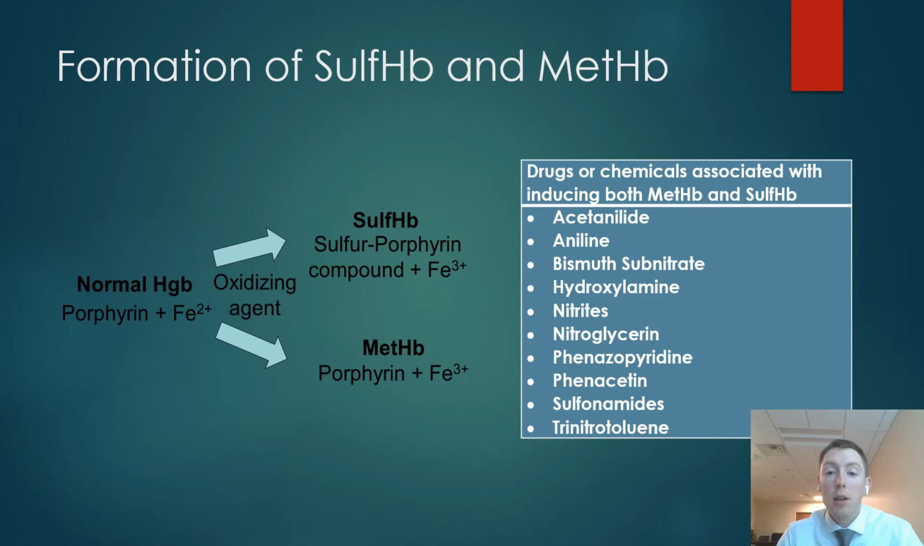The chart to the right includes drugs and chemicals that have been known to induce the formation of both variants in various case reports. Included in this list is phenazopyridine, the agent that my patient was ingesting in my case report. Interestingly, although sulfur is part of the structure of sulfhemoglobin, the source of sulfur is not well known.